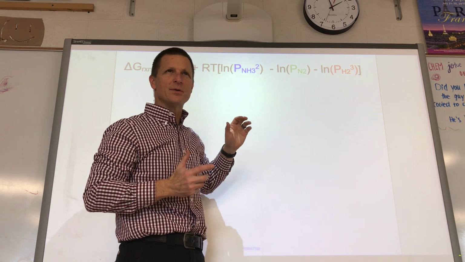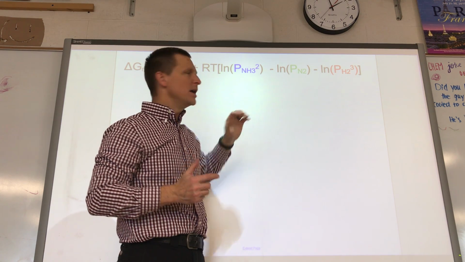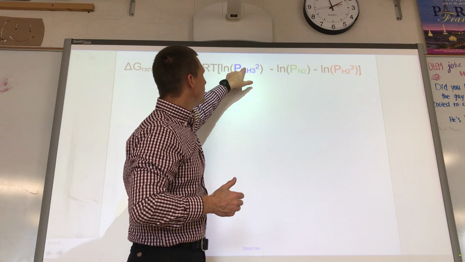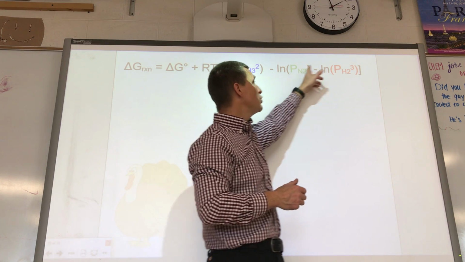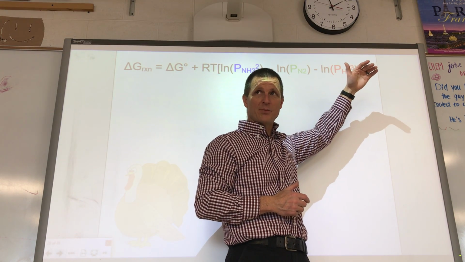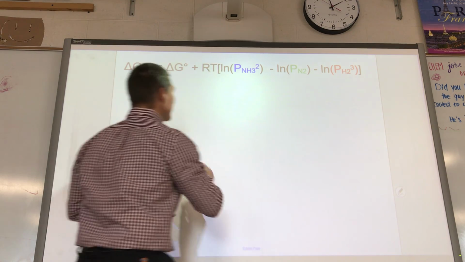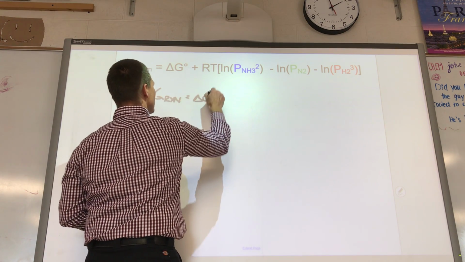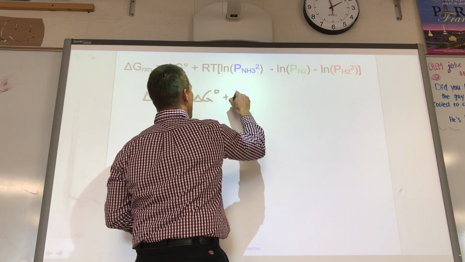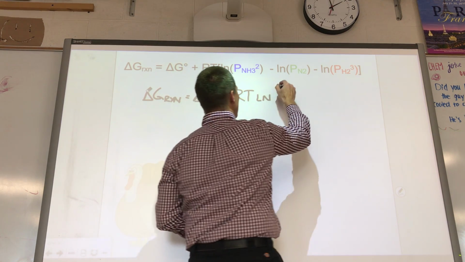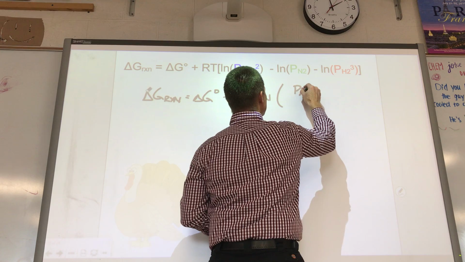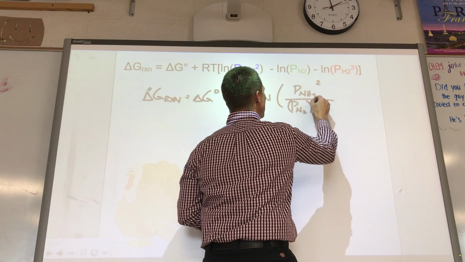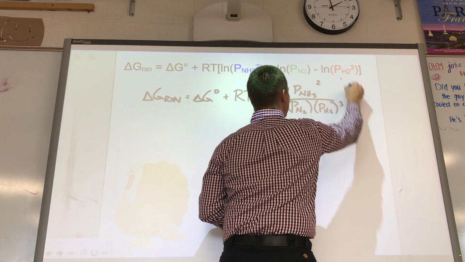what else can you do to simplify that? If I have, yes, divide what? Yeah, it would be ln of this term over that term, right? And in fact, I have two things being subtracted, so I'm going to have 2 in the denominator. You with me? Okay, so that is where I'm going to end. It's going to be delta G of the reaction equals delta G standard plus RT times the natural log of the pressure of NH3 squared over the pressure of N2 times the pressure of H2 cubed.